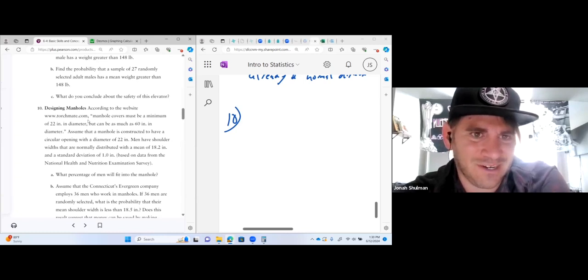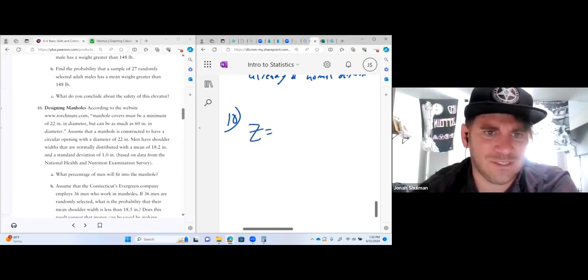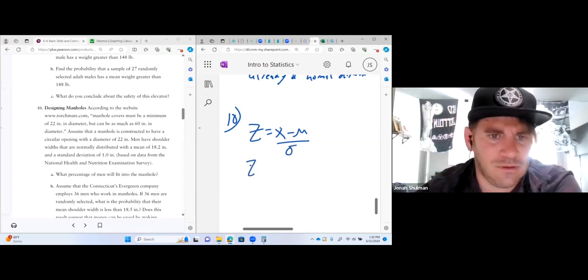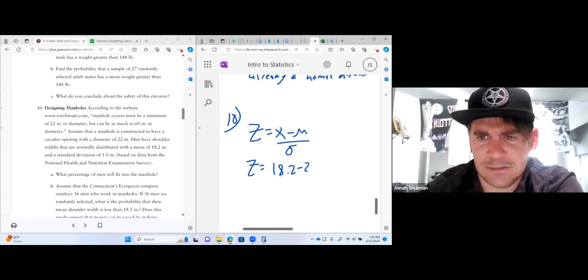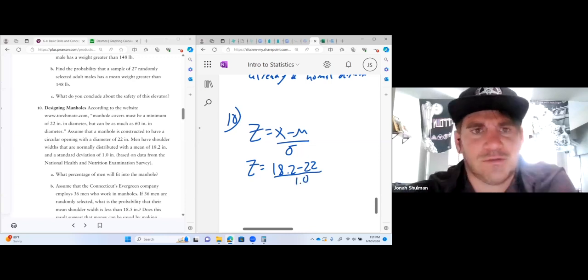All right, so let's figure it out. Let's do our best. So we need a z-score here. The first thing is we've got our x minus the mean over our standard deviation. That's the first thing. So we got guys at 18.2. We're going to subtract the mean, which is 22. We're dividing this by the standard deviation of 1.0. That's the first step.